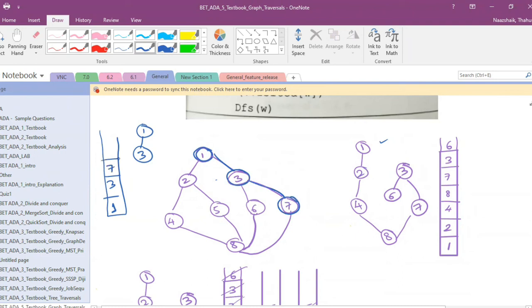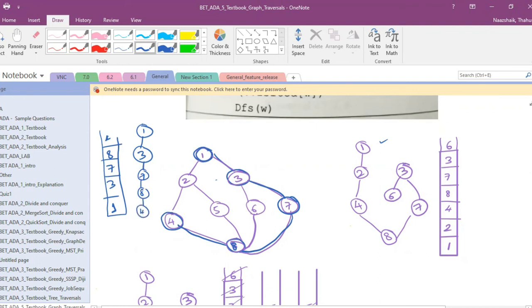So I go to seven. Again, depth first, right? I keep going down. So let me go to eight. Okay. So from eight, again, I have choices. I can go to six or five or four, right? Let me go to four. So I go to four. So how did we come here? Seven, eight, and four, right?